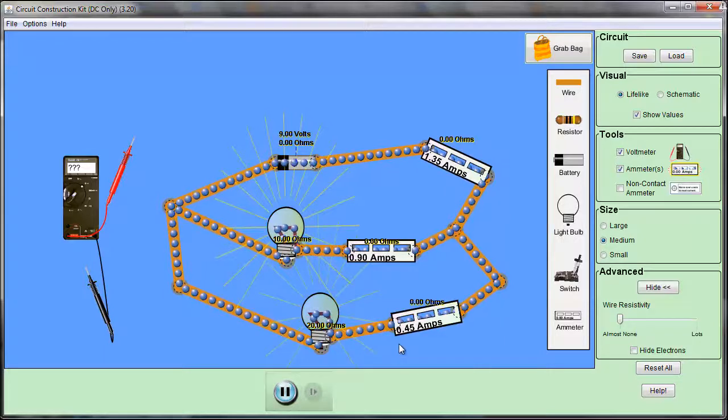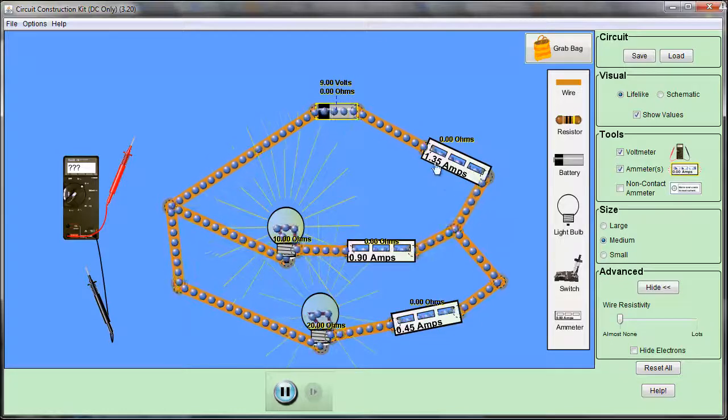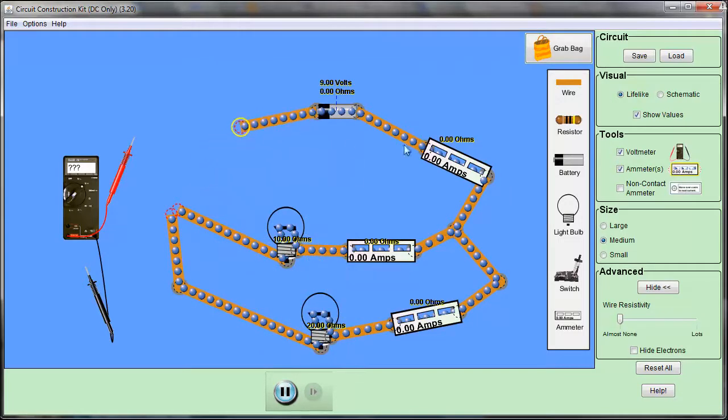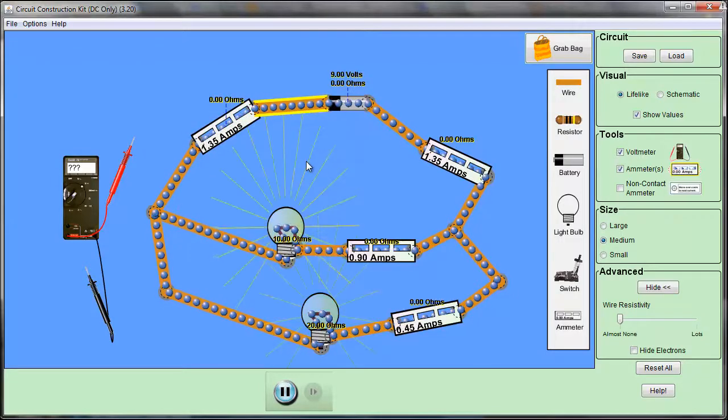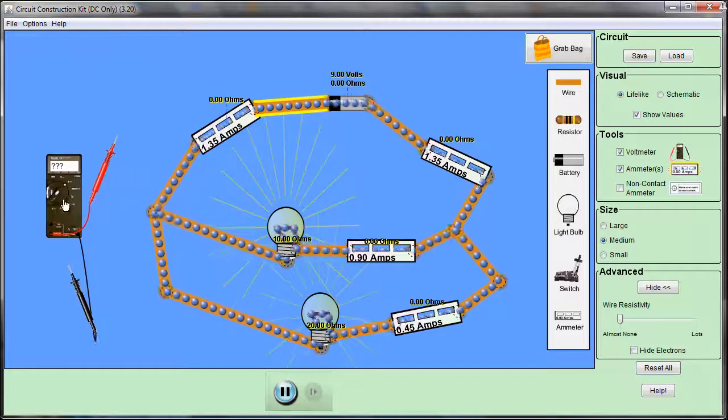And there we go, 0.9 plus 0.45 equals 1.35. And if it's 1.35 there, the other side of the battery must be 1.35 as well. So let's just double check that. We'll put another wire in so it's clear what we're doing. And place our ammeter on the other side of the circuit. And we get 1.35 amps here too, just as we expected.